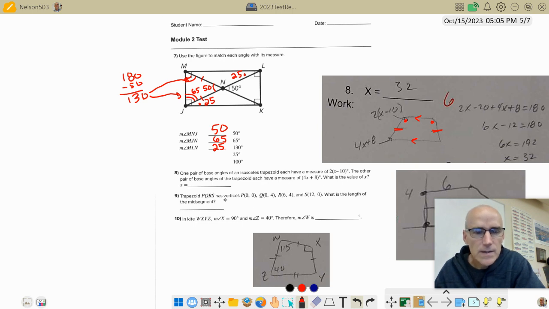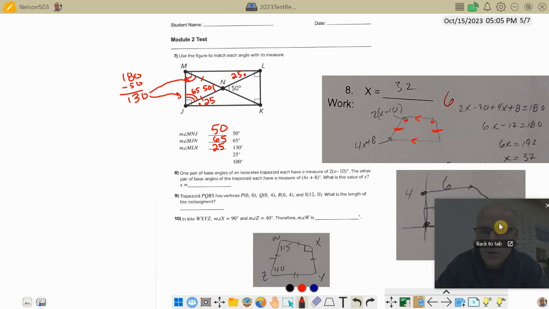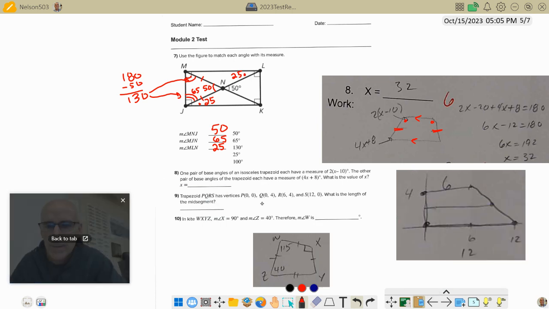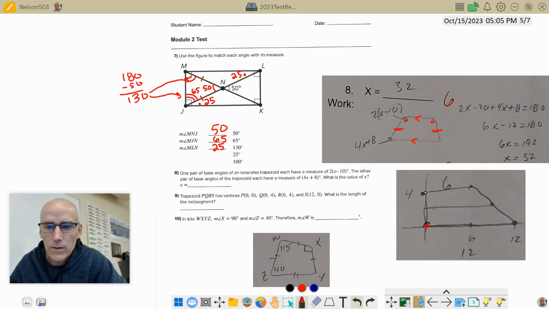On number 9, it says PQRS has vertices like that. So what I did was I graphed the trapezoid on just a quick little hand sketched x and y axis. So this is my y axis, this is my x axis, and I want to put 0, 0, 0, 4, 12, 0. This is 12, 0 out here, 12, 0, right? 0, 4. And then I want to put 6, 4 right up here. So 6, 4. And you notice like this one's coming up 4. So is this one right here. It's coming up 4. So this side is parallel to this one. These are the bases. The ones that are parallel are the bases.